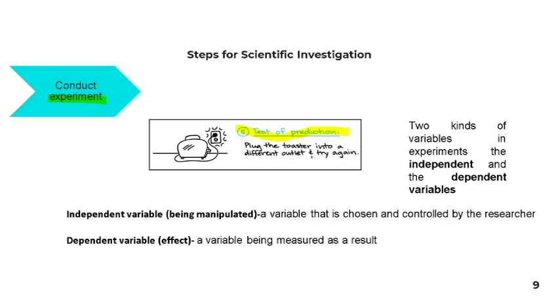In doing or conducting an experiment, there are two variables that you need to know. We have the independent variable and the dependent variable. Now when we say independent variable, this is the one being manipulated, a variable that is chosen and controlled by the researcher. And the dependent variable, we're referring to the effect, a variable being measured as a result.